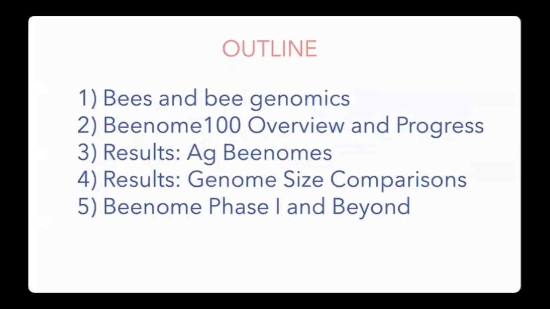So the goal in this talk is to provide an overview of the Beenome100 project, starting with some justification for why bees and why bee genomics, moving on to a summary of the origins, objectives, and general procedures of the project, and ending with some results, starting with a general progress update, and then presenting some updated genomes for bees of agricultural importance, as well as a first look at bee genome size evolution across the tree of life.